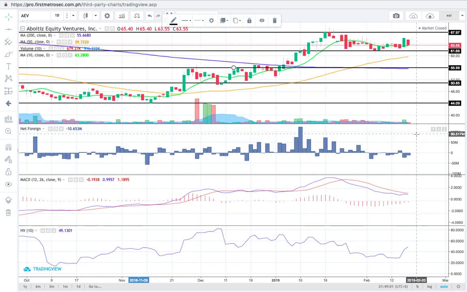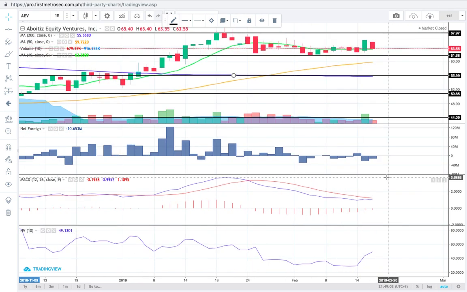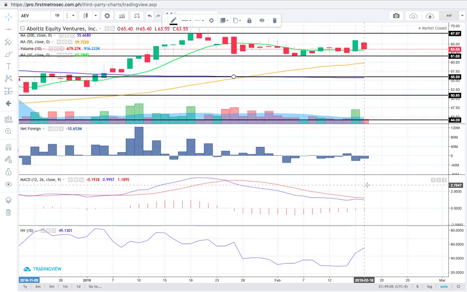MACD-wise, I do not see any formation of a bullish divergence with a signal line. It's still moving towards a bearish direction. MACD is still moving bearishly.